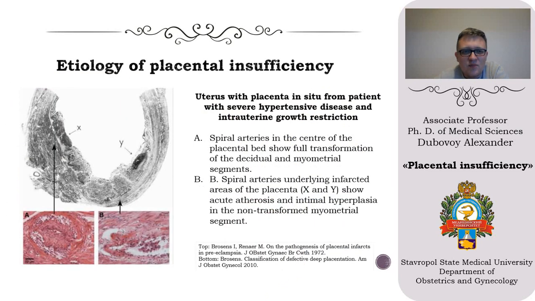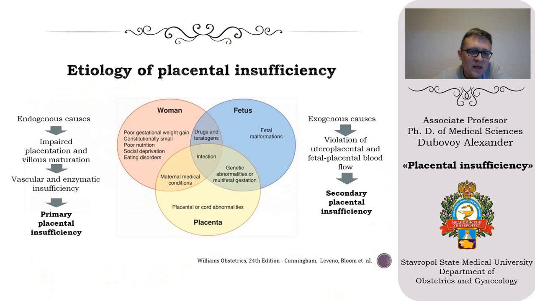Once again, about the importance of histological examination of the placenta, we see changes in the spiral arteries in women with placental insufficiency and with severe preeclampsia. As a result, we can talk about placental insufficiency as a polyetiological disease, the cause of which can be both disease of the woman and the fetus, and abnormalities of the placenta.